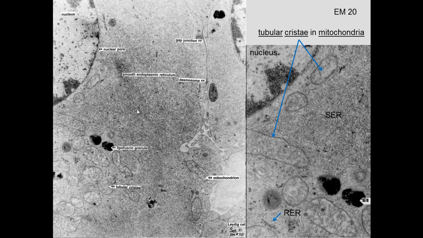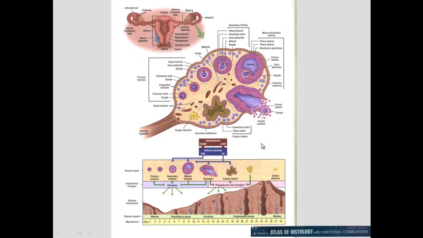In the Leydig cells, they have lots of smooth endoplasmic reticulum, as we see here in this horse. There's a nucleus and there's smooth ER, and the mitochondria actually have a tubular type cristae, not lamellar, but tubular type cristae. You can see that the cristae looks very similar to the smooth ER, except it's inside the mitochondria.